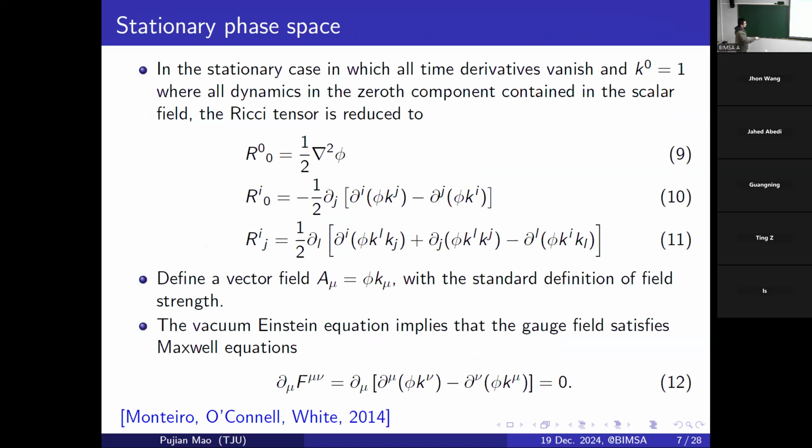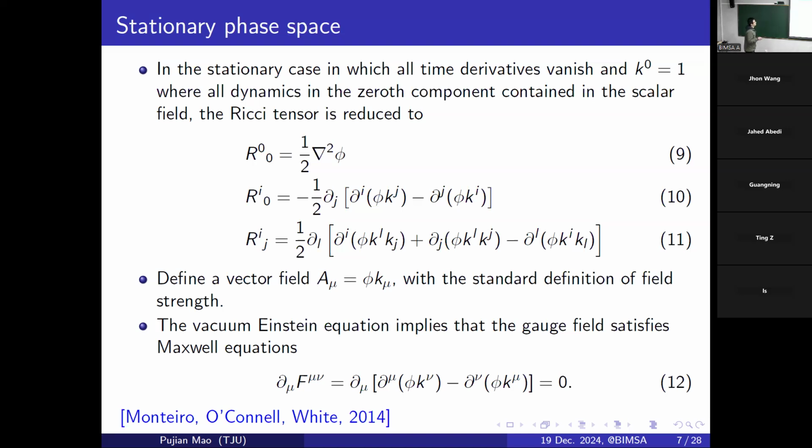And then the next step, this group of people insert this decomposition into the Einstein equation, so you can check what you get for the Ricci tensor. They have some conditions. First, the zeroth component they set to be 1, and also they assume this is the stationary case, namely everything is independent of t. Once you assume that, you find that the Ricci tensor can be written in this way. And you can already recognize something.